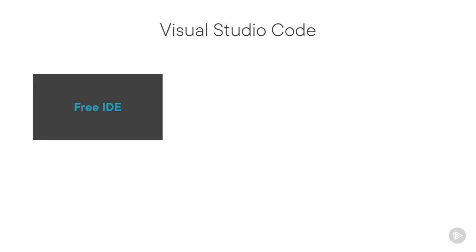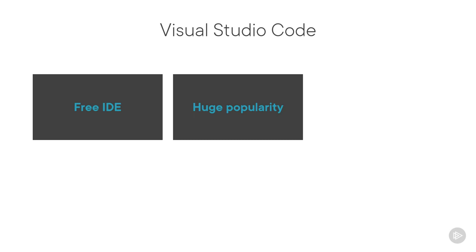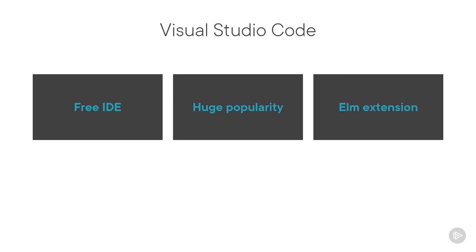Visual Studio Code is a great choice for writing Elm code for the following reasons. First, it's a free IDE or integrated development environment, which means it has various features to make life easier for developers. Second, Visual Studio Code is very popular among developers since it's powerful, lightweight, and customizable. Third, Visual Studio Code has an Elm extension which is actively maintained.